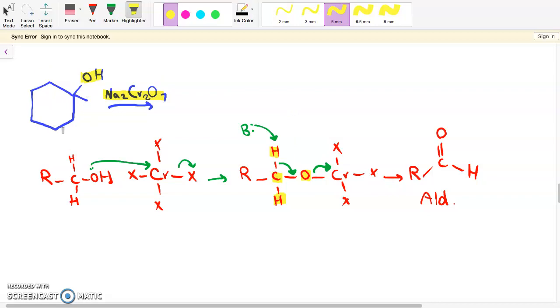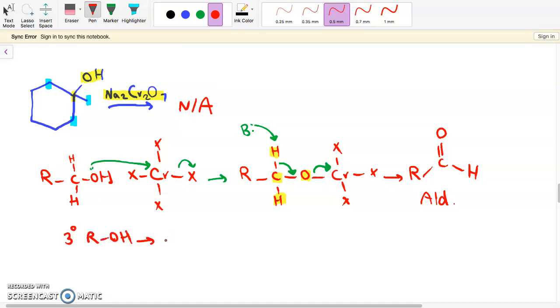Now, if we look at our substrate, this is the carbon that's attached directly to our alcohol. Do we have any hydrogens? So if I go this way, this is a carbon, this is a carbon, this is a carbon. So no hydrogen is attached to this carbon. That means that no oxidation is going to happen, and this is a trick question, so nothing will happen. Tertiary alcohols, no oxidation.